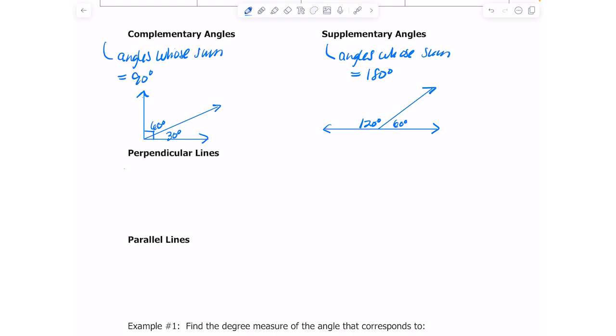Two other lines that are very common in geometry are perpendicular lines and parallel lines. So what's the difference? Perpendicular lines are lines that intersect in a right angle.